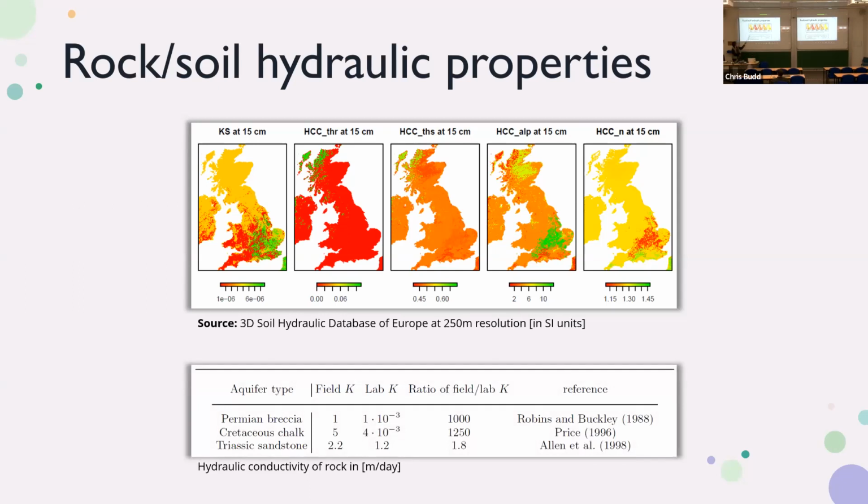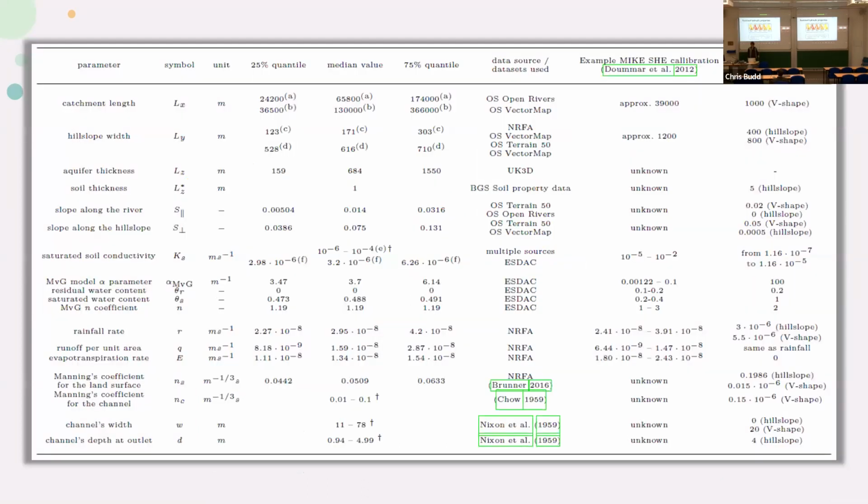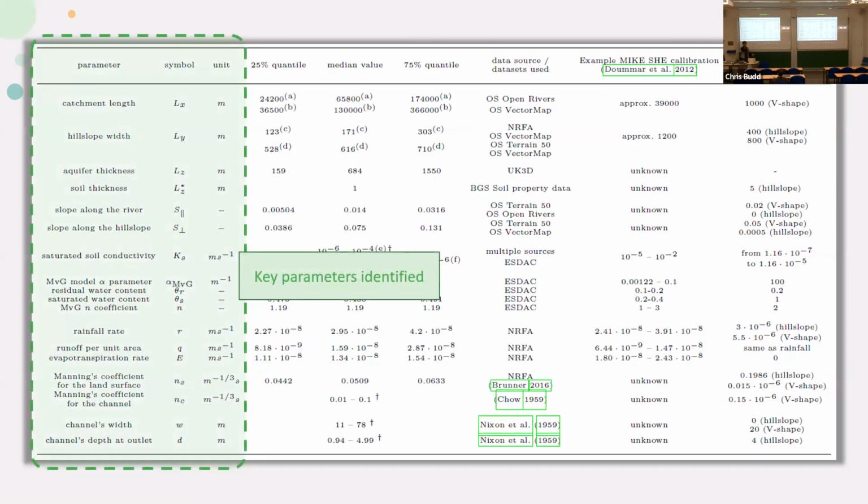But this includes only the data about the soil. We also have the data about the hydraulic conductivity of the bedrock, but this is not generally available for any place in UK. I just managed to get this estimate by looking at several studies which were conducted in different places all over UK and getting some mean value from those studies. So as a result of this part of the project, we identified the key parameters which are used in the physical models.